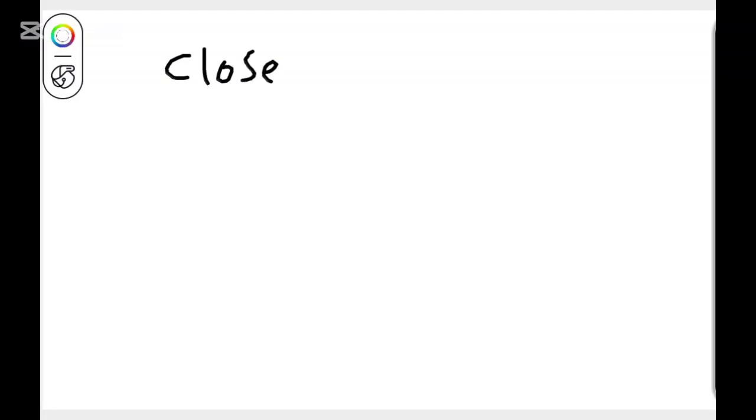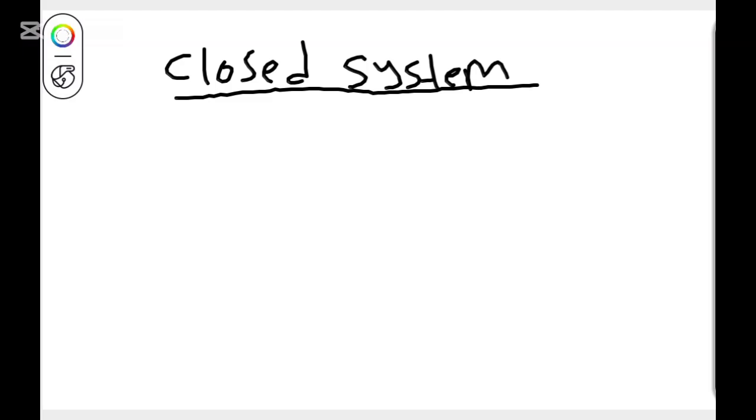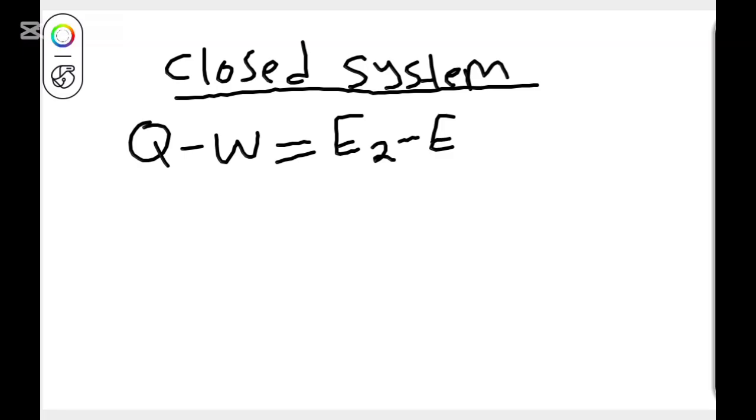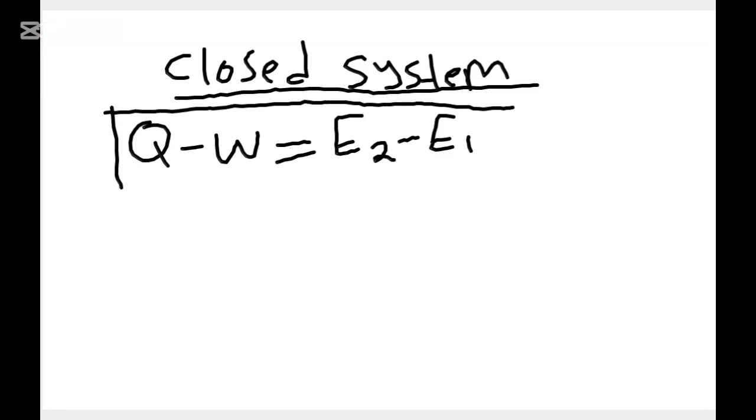We have the first law of thermodynamics formula, which is for the closed system. So the formula says Q minus W is the same thing as E2 minus E1. So this is the closed loop system, which is the first law of thermodynamics.